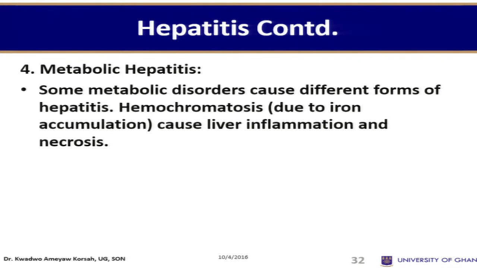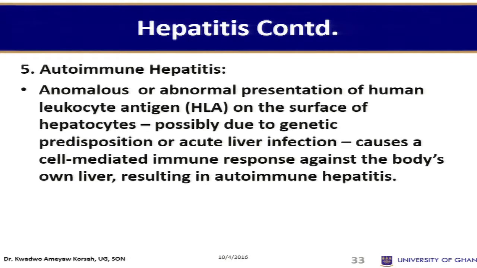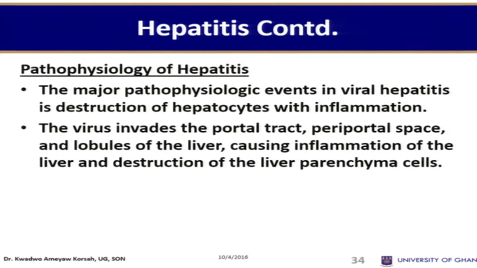For instance, we have hemochromatosis, due to iron accumulation, which causes liver inflammation and then necrosis. We have autoimmune hepatitis, whereby the body cells fight against themselves, and then autoimmune responses. Substances are also embedded in the liver, and that can also cause a lot of problems in the liver.